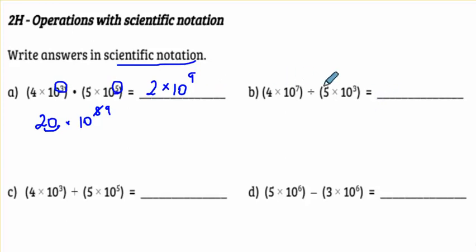So we're going to have 2 times 10 to the 9th power. We do the same thing over here, except this time it's division. So we're going to divide 4 divided by 5. Well, if you're not sure what 4 divided by 5 is, you can set up a division house if you want to, or you could also do it as a fraction.